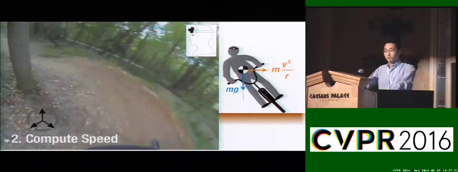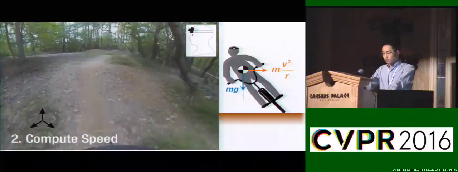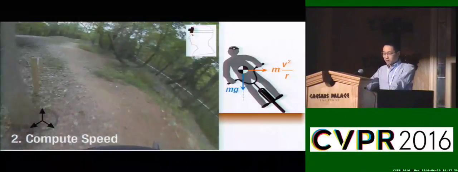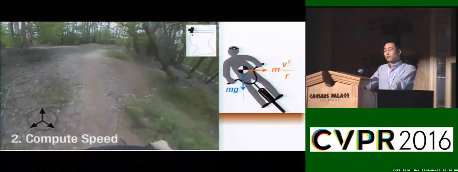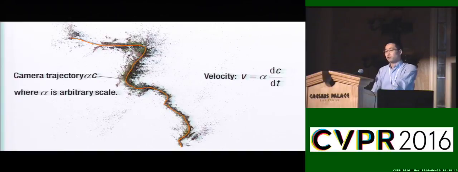So the speed is the main key point to estimate the balance. Then how can we estimate the speed? Speed can be trivially computed by taking the time derivative of the camera trajectories. However, this is not true because structure from motion has a genuine scale ambiguity. The scale factor alpha cannot be directly estimated from the structure from motion without external sensors or calibrations.